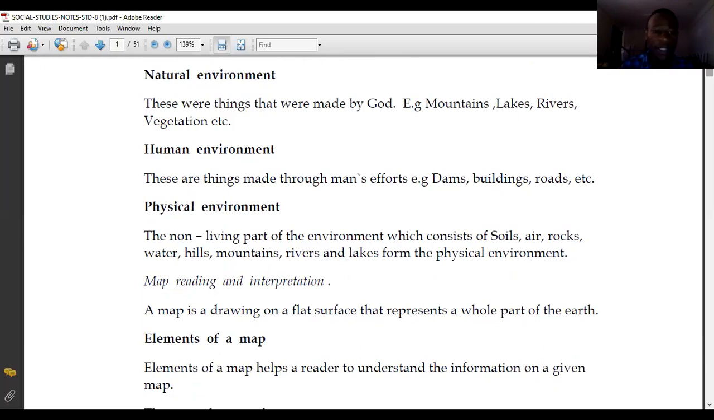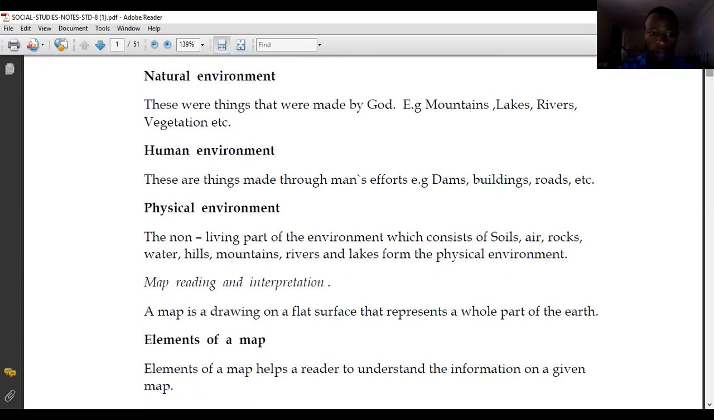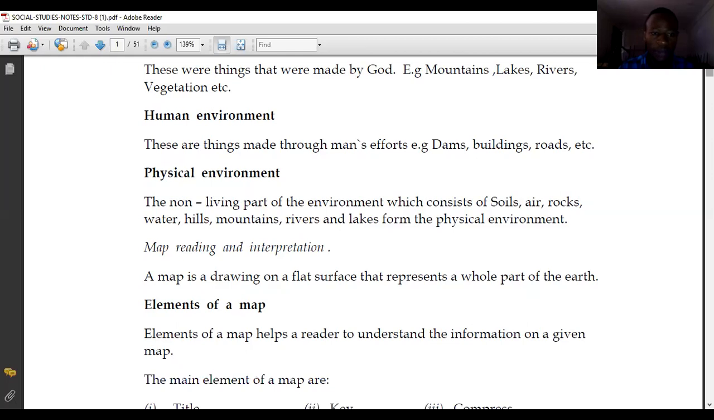And then another subtopic for today is map reading and interpretation. So what is a map? You are writing down. A map is a drawing on a flat surface that represents a whole part of the earth.